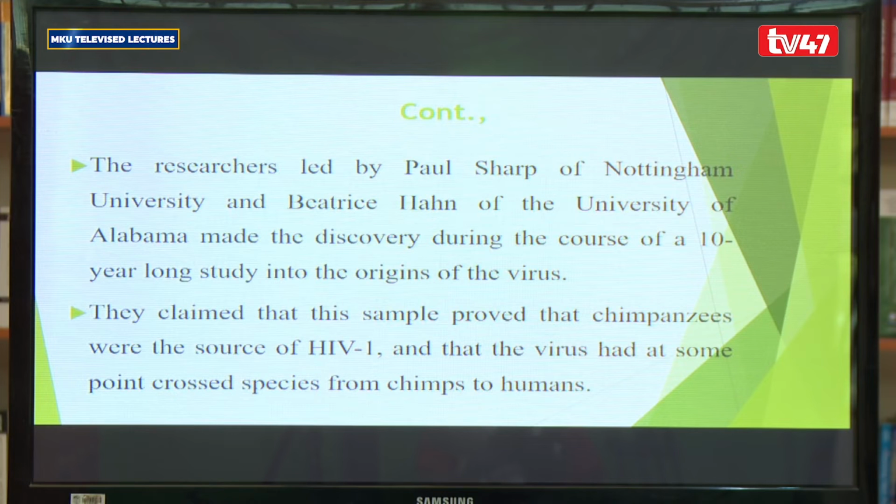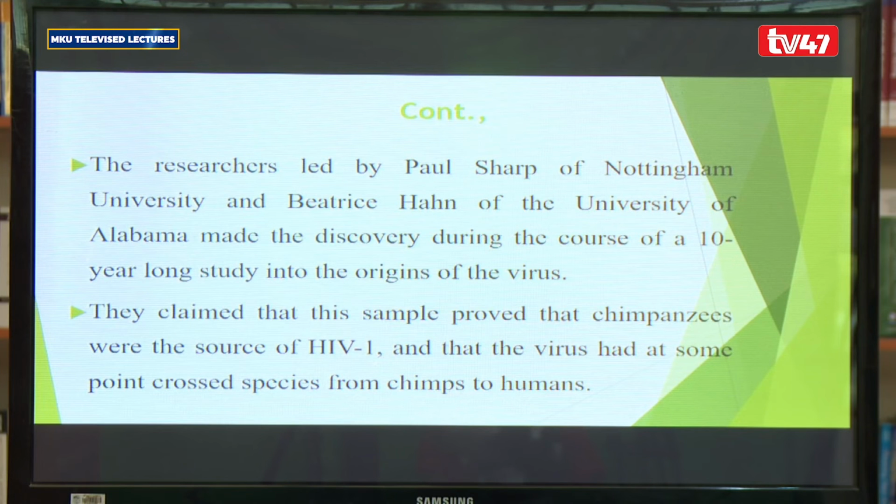The researchers, led by Paul Sharp of Nottingham University and Beatrice Hahn of the University of Alabama, made the discovery during the course of a 10-year-long study into the origin of viruses. They claimed that this sample proved that chimpanzees were the source of HIV-1, and that the virus at some point crossed species from chimps to humans.